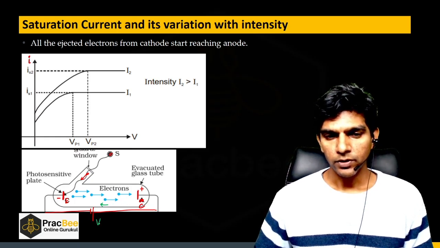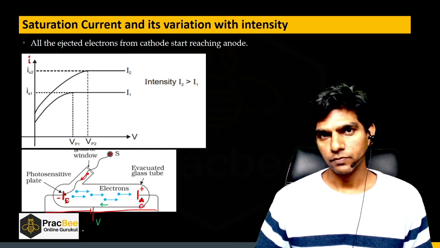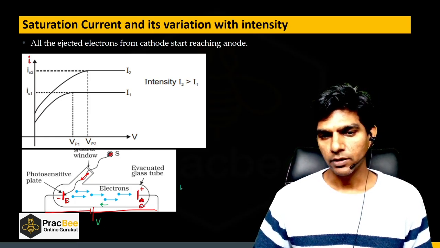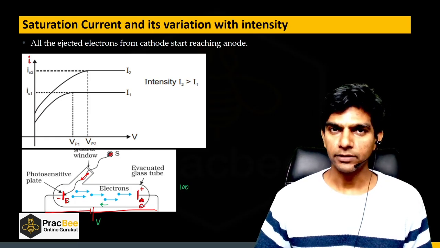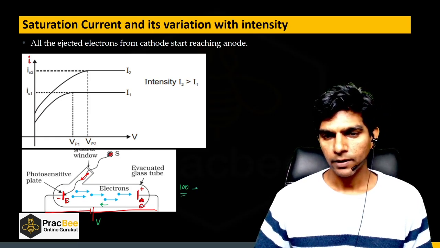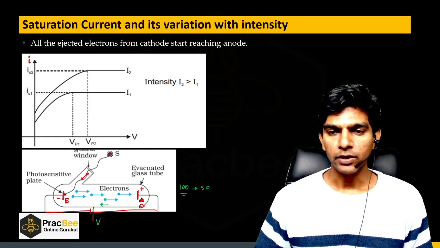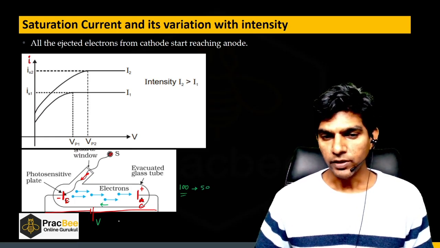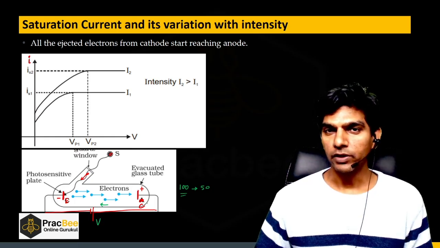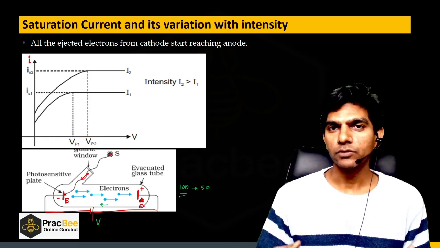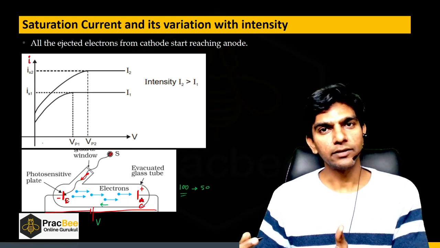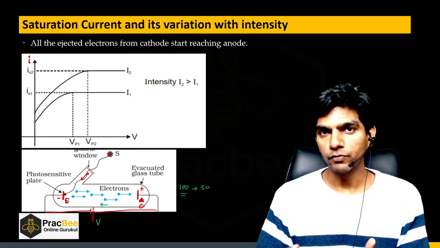Suppose we increase the value of this V. What would happen? Suppose there were 100 photoelectrons initially ejected, and out of these 100, let us say 50 are able to reach the collector plate. But if we increase V, the field will increase. As we increase the field, more photoelectrons will be able to reach the collector plate. As more electrons reach the collector plate, the photocurrent will be more.